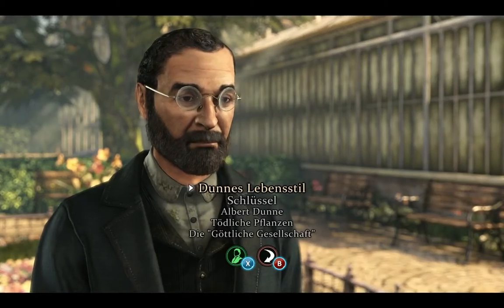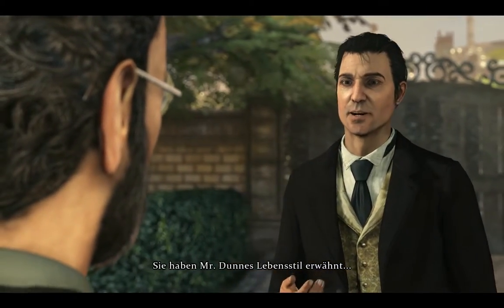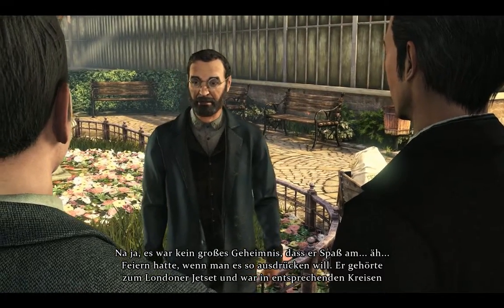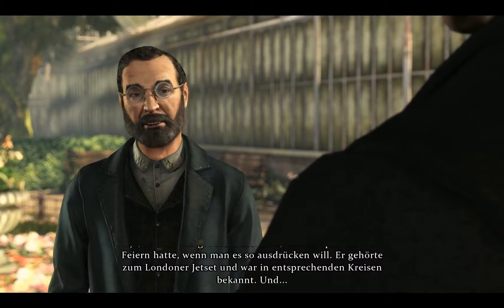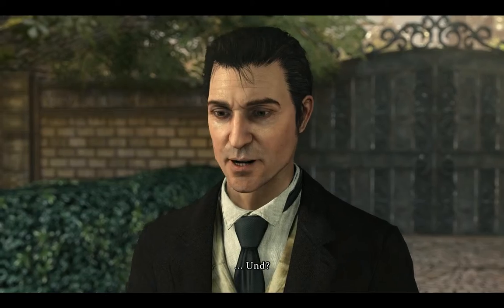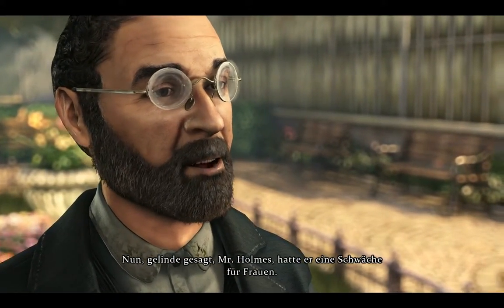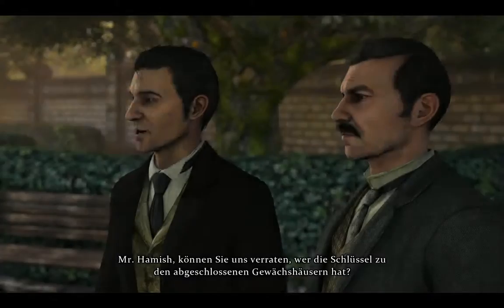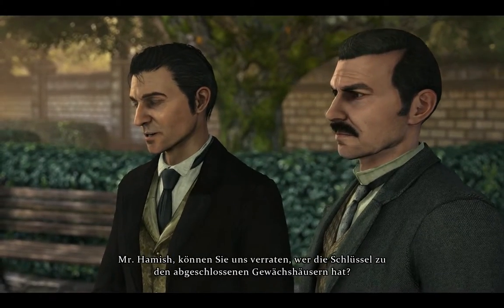You mentioned that Mr. Dunn led a particular lifestyle. Well, it's no secret that he enjoyed celebrating, shall we say? He was a member of the London Smart Set. He was famous for it. That and... He had an eye for the ladies, to put it mildly, Mr. Holmes. Mr. Hamish, can you tell us who holds the keys to the locked greenhouses?